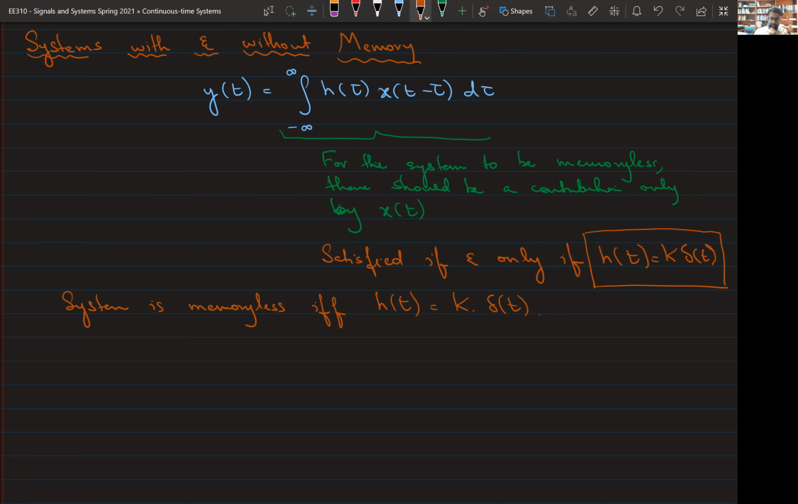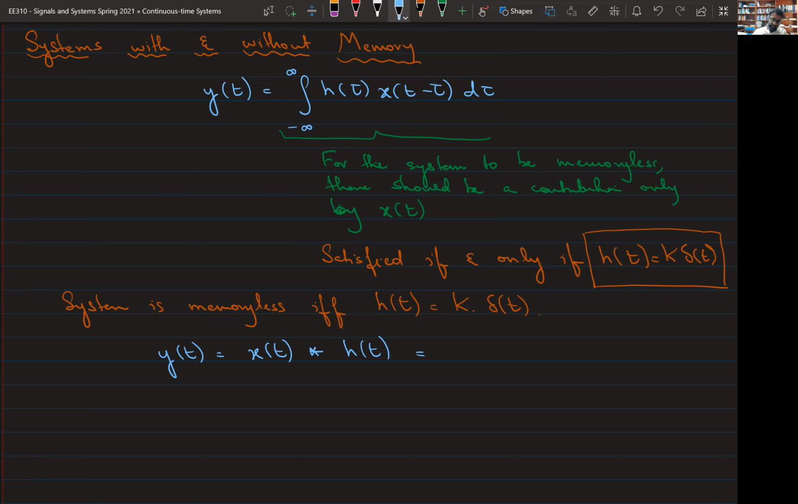And let's try to make sense of this. Let's just do a verification, if you will. Let's do this convolution, right? So if I say that y of t is equal to x of t convolved with h of t, but h of t is k times delta of t, right?